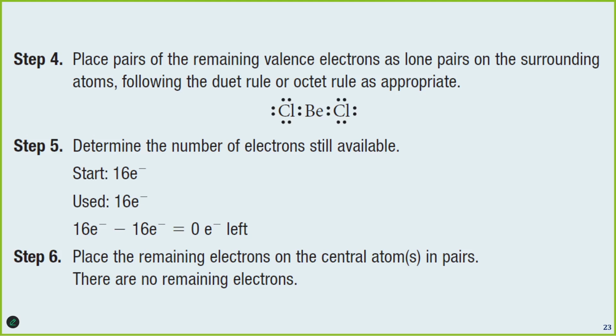And then in step 5, we can determine the number of electrons still available. Apparently, there are no electrons available after we have conducted step 4. Then in step 6, we can skip step 6 because there are no remaining electrons, right?